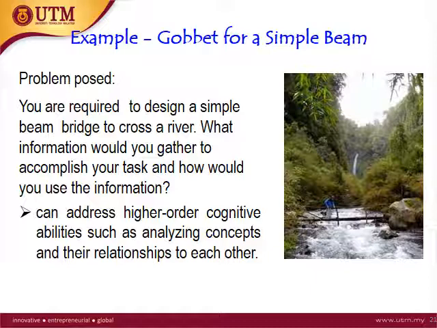So this is an example of a Gobbet, okay, where we provide a picture as the context and we pose the problem. So if you look at the questions, it is about designing. So we know that if you ask students to do the design during exam, it is time consuming. But we still want to address the higher order cognitive abilities such as analyzing. So rather than asking them to do the design, we could ask them about the information required to accomplish the task and how would they use the information.